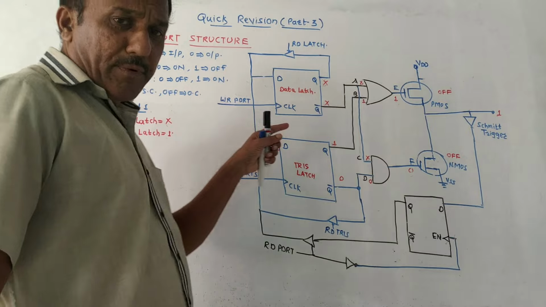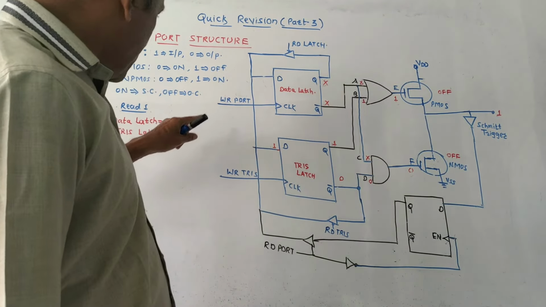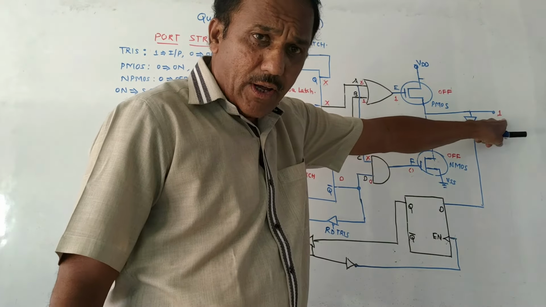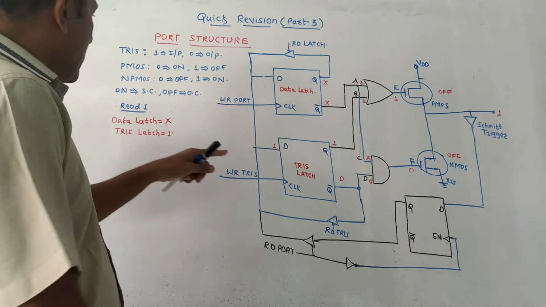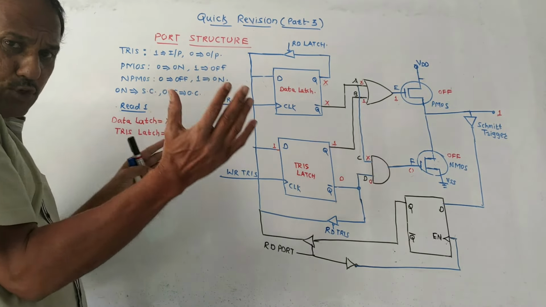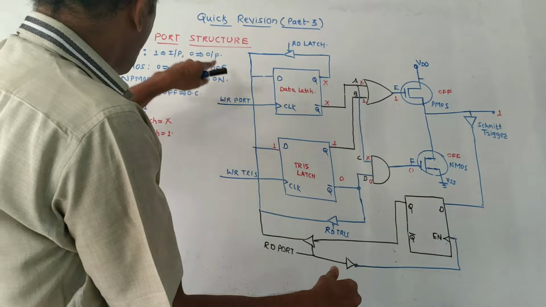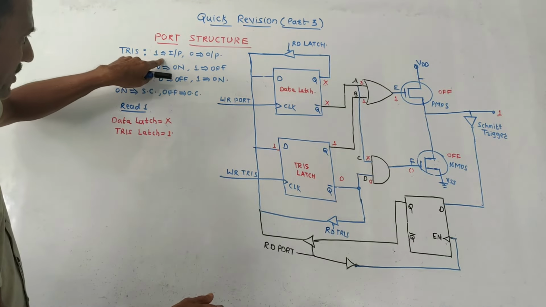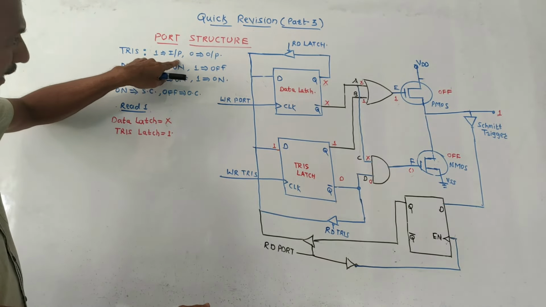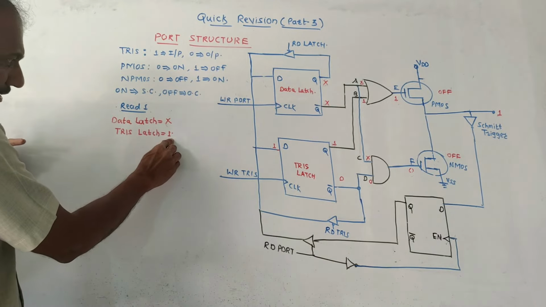Next is how to perform the read operation. Suppose the output is 1 and we want to read that 1. It is a reading operation, so the port should act as an input port. For an input port, the TRIS bit must be 1. So it is 1 for input, and I have written that the TRIS latch is 1.